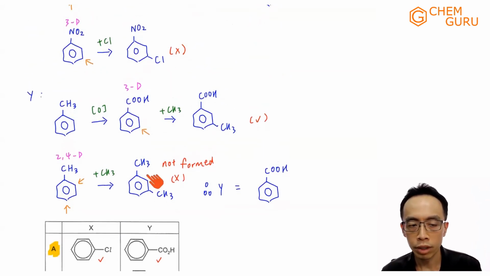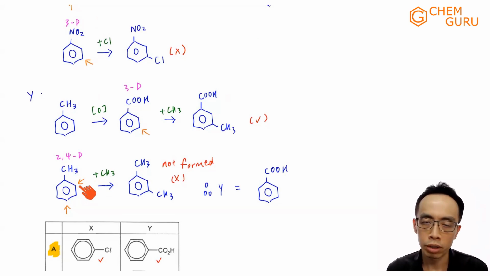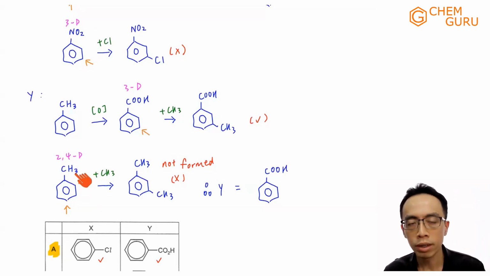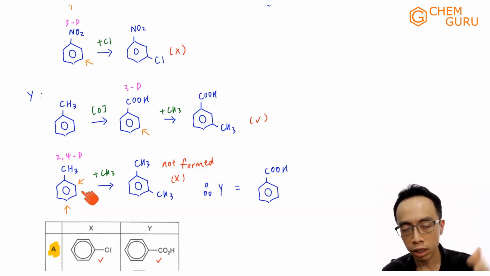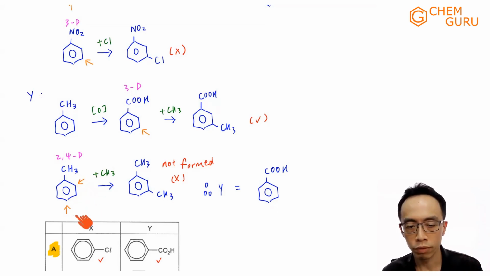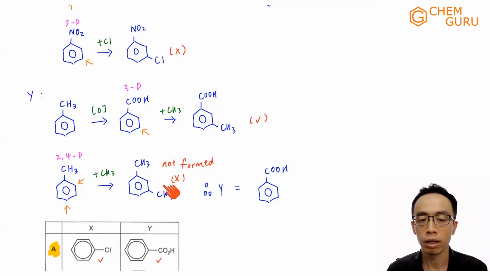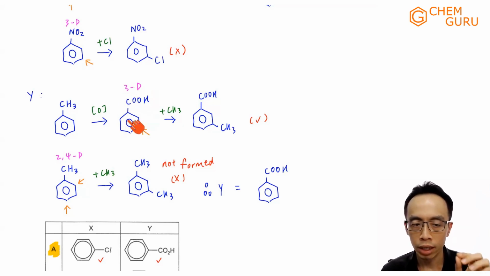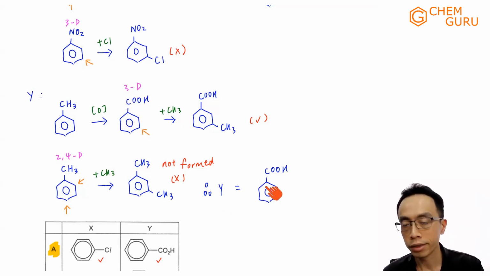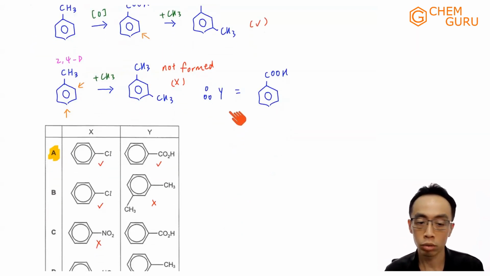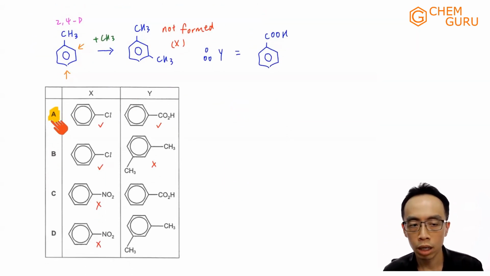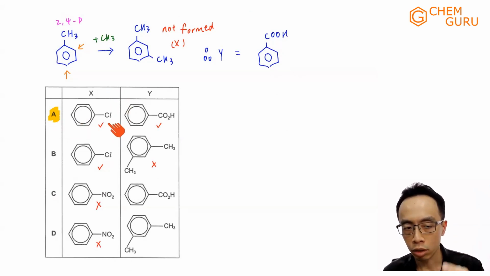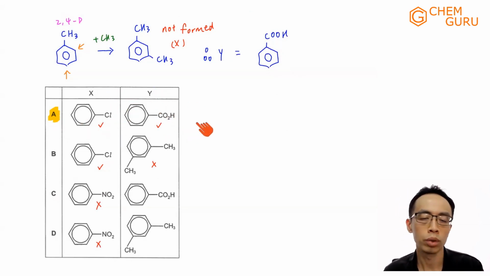Then you realize that actually methylbenzene is not able to do that because the methyl group is also a 2,4 directing group. It is going to direct the next group to position 2 and position 4 with respect to itself. It cannot even form 1,3-dimethylbenzene. So therefore, your compound Y cannot be 1,3-dimethylbenzene. It has to be your benzoic acid. So Y in this case will be benzoic acid. So if we have solved this question, A will be my answer. X is chlorobenzene, Y is benzoic acid.